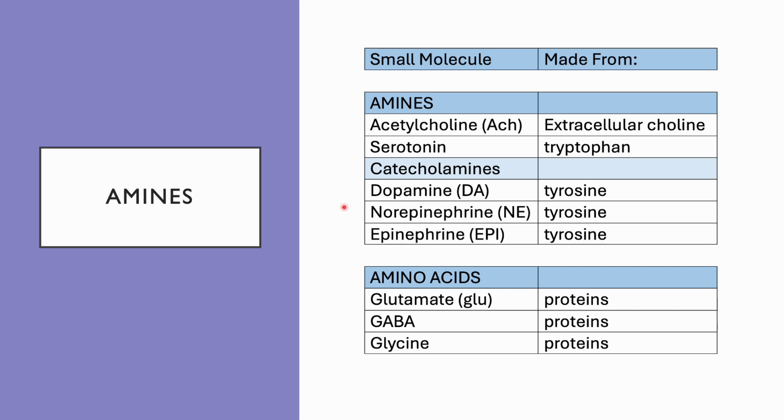I also want to note that there's a subcategory of amines known as catecholamines. This includes dopamine, norepinephrine, and epinephrine. Catecholamines are all derived from tyrosine, and we're going to talk about how they develop from tyrosine. Additionally, serotonin is derived from tryptophan, and acetylcholine is derived from extracellular choline. And we'll talk about ways that you can make sure you have enough extracellular choline through diet.